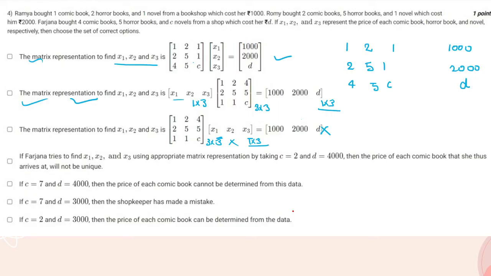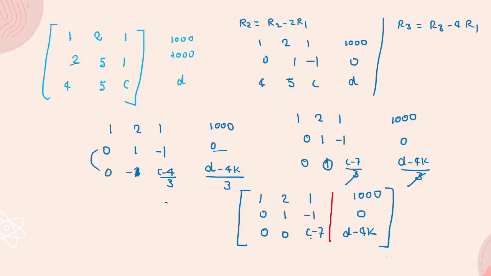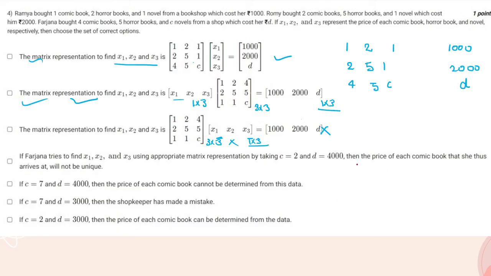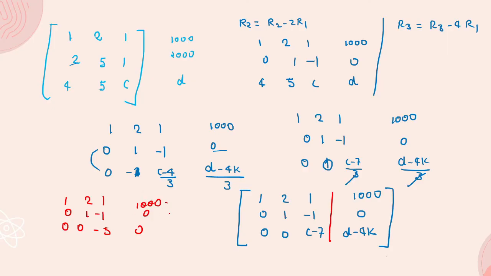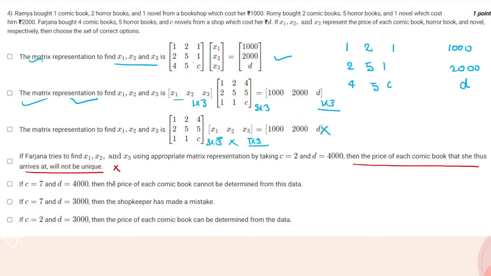So now moving to the options. This option says, if Farjana tries to find x1, x2, x3 using the appropriate matrix representation where C is taken as 2 and D is equal to 4000. So here C is 2, that means this matrix will become 1, 2, 1, 0, 1, minus 1, 0, 0 and minus 5 here, 1000, 0, and it will become 0. It is stating that the price of each comic book will not be unique, but it will be unique. So that's why this is incorrect.